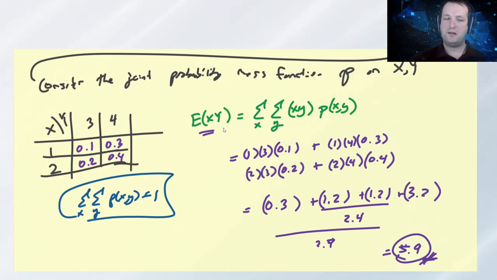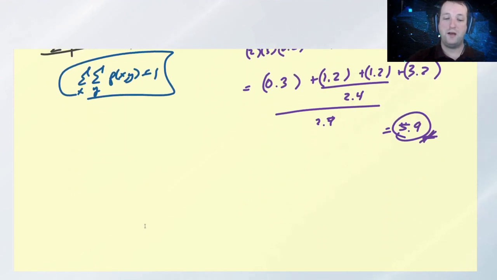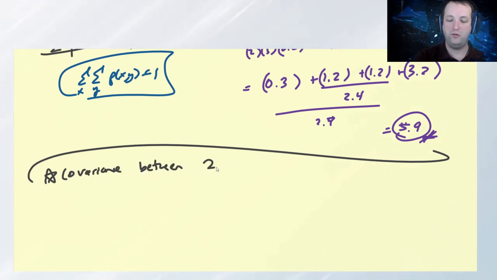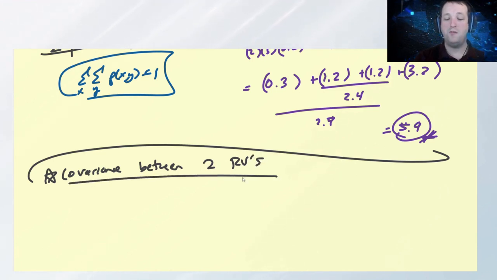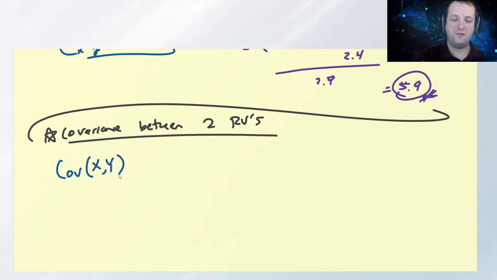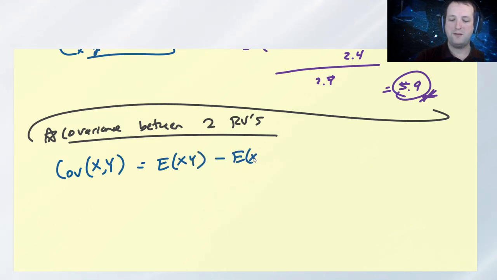So why exactly do I want to introduce this particular concept? Here I'm going to introduce the concept of covariance between two random variables. This formula is also the same for continuous random variables, but we're just focusing on the discrete case for now so we can get familiar with the notation. The covariance between x and y is equal to the product first moment of x and y minus the product of the individual first moments, E[x] and E[y].